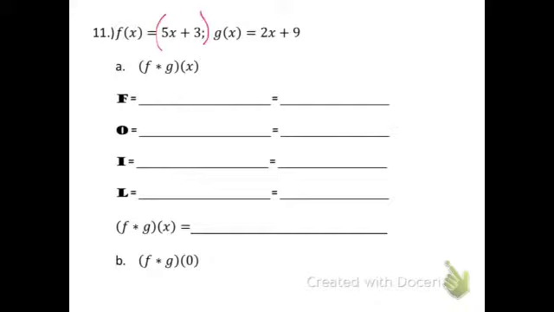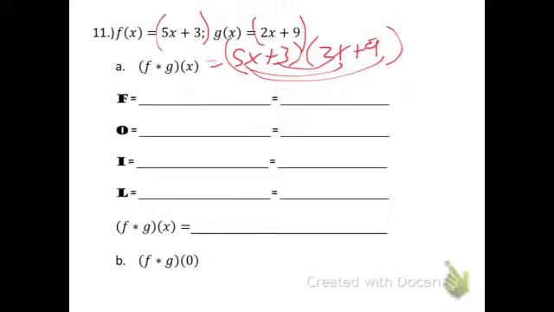Again, multiplying these two guys together. So you got 5x plus 3 times 2x plus 9. Multiply firsts, outsides, insides, lasts. So, let me get all of that out of there. 5x times 2x is going to give you 10x squared.